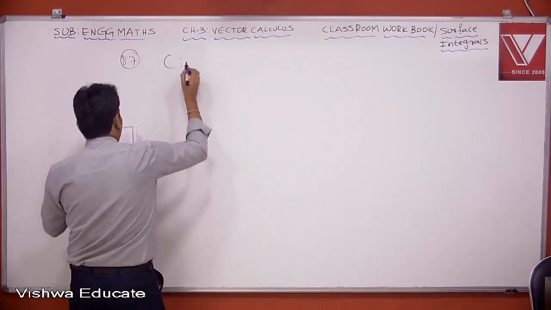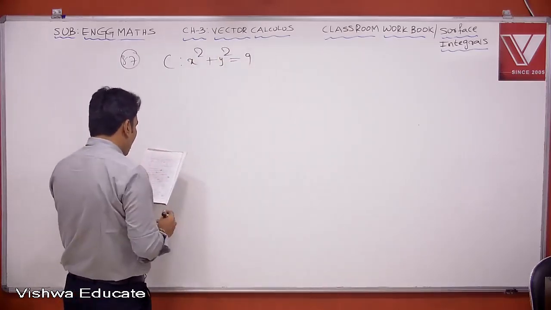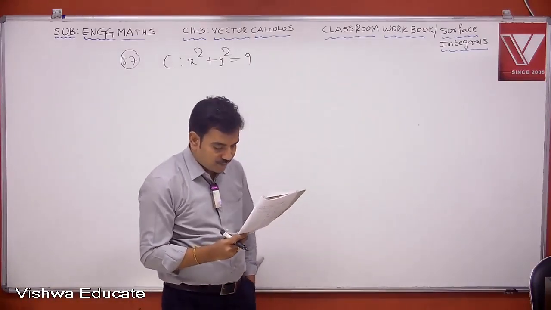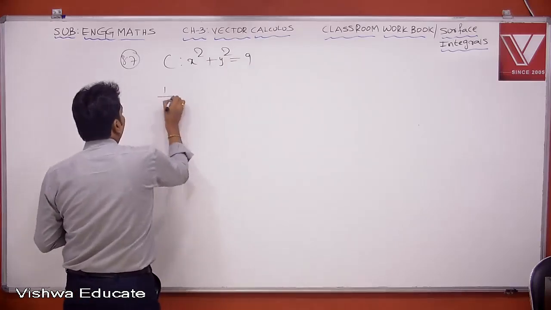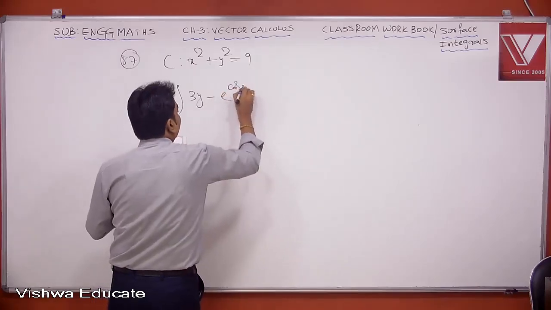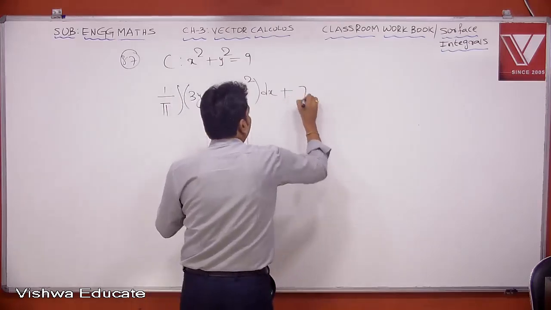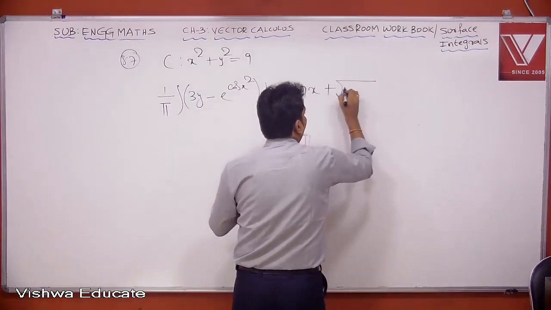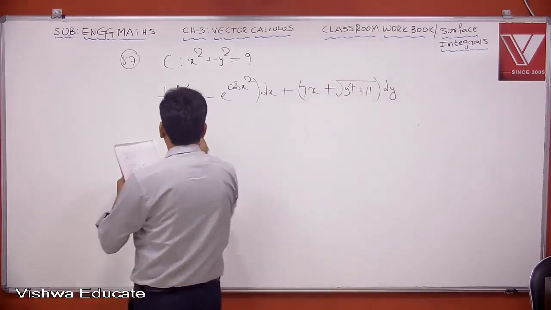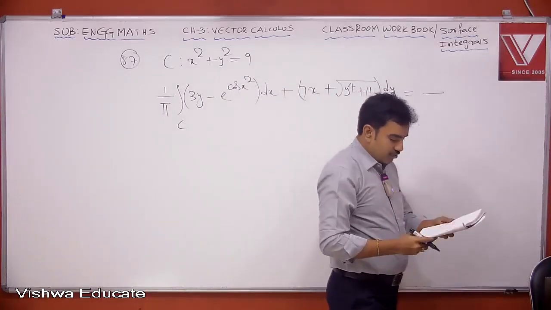Let C be a circle defined by x square plus y square equal to 9, oriented positively. That is, the direction of the curve is anti-clockwise. Then 1 by pi into the integral of (3y minus e power cos x square) dx plus (7x plus square root of y power 4 plus 11) dy over C equals blank. So we need to find this line integral.